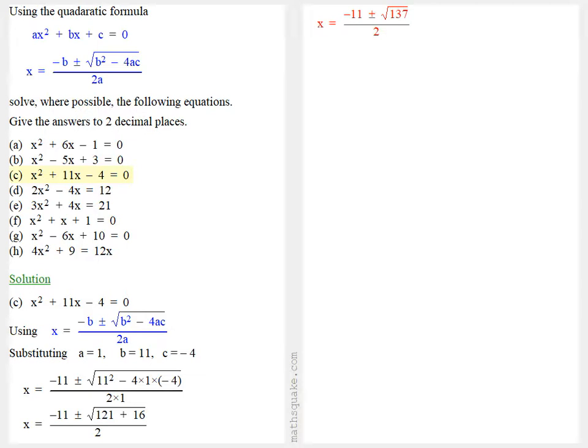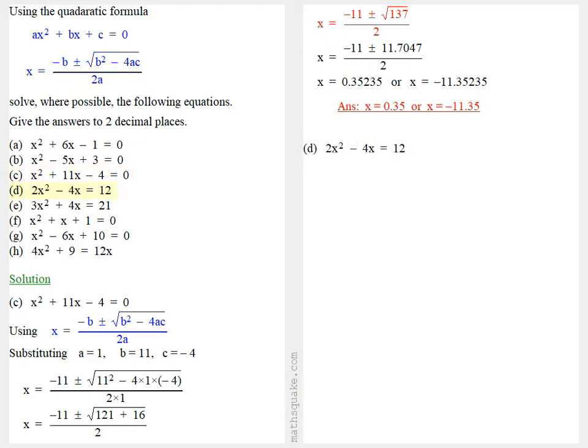Now we can leave that as the answer, or if we use a calculator, we can get x is equal to minus 11 plus or minus 11.7047, all over 2, which means x is equal to 0.35235, or x is equal to minus 11.35235. Rounding that off, x is equal to 0.35, or x is equal to minus 11.35.